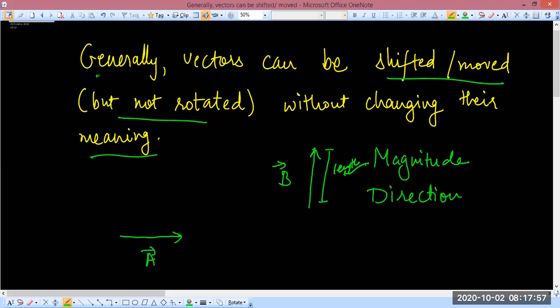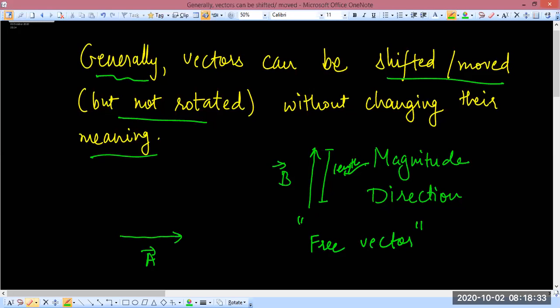Generally it is so. There are some cases where doing this is not allowed. I think after four or five chapters we'll have to worry about it. Right now we don't have to worry about this. So such vectors are called free vectors. What is the meaning of a free vector? You can move it anywhere, it is free to go, and it will not change anything.